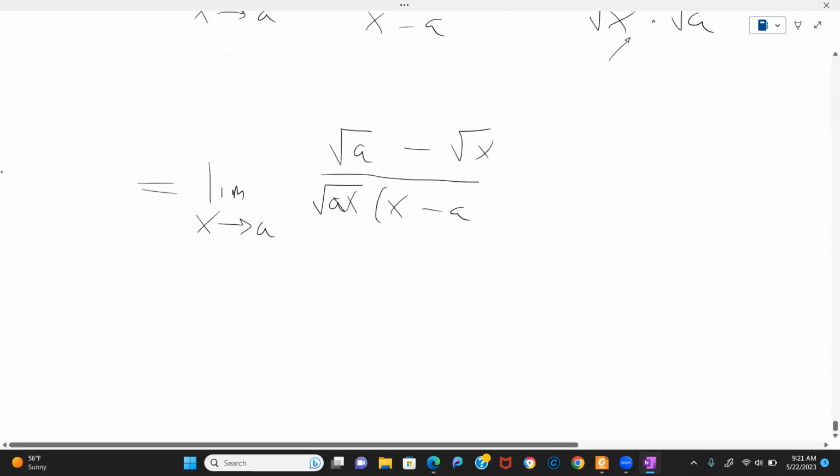Now again, I'm not quite there. If I try to let x go to a, I'm going to get 0 over 0. So I need to do one more trick, and that's to multiply by the conjugate of the numerator.